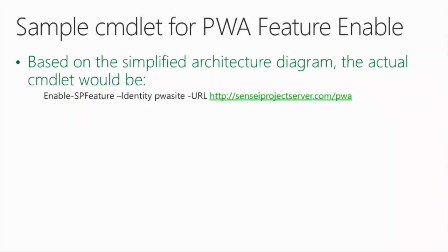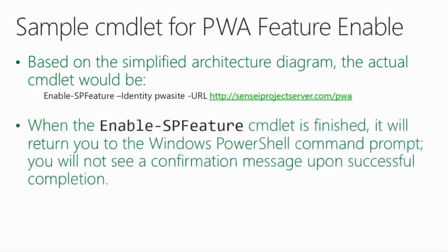Based on our simplified architecture diagram, this is what the actual command would look like. Enable-SPFeature, identity PWA site, and then the URL is the senseiprojectserver.com PWA. When it's finished, it's going to return you the PowerShell prompt. You're not going to see any successful confirmation message, just go back to the prompt on this one.